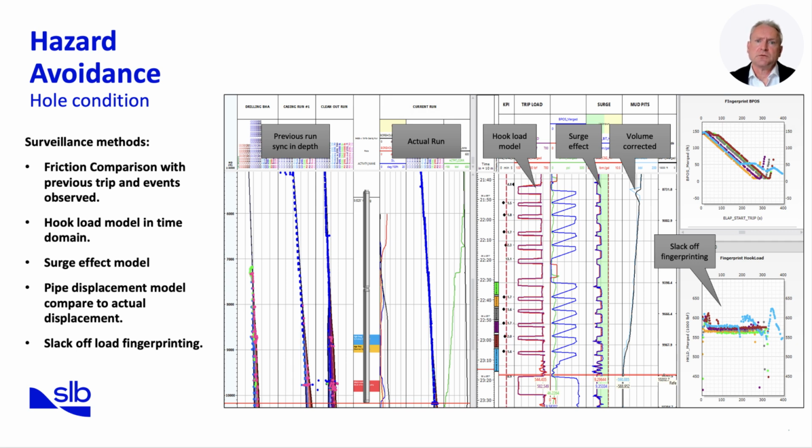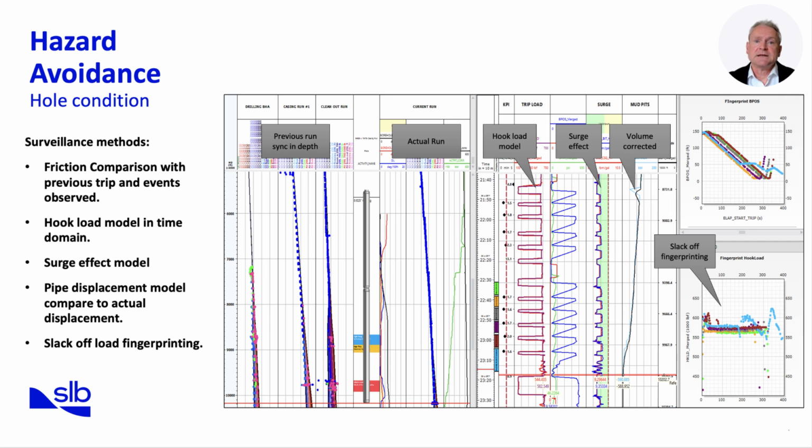Another surveillance tool is pipe displacement models. By comparing theoretical versus actual displacement, we can detect obstructions, excessive cuttings, or differential sticking risk. Slack-off load fingerprinting also provides insight. By analyzing the transfer of weight from hook load to bit weight, we can identify depth-related friction and potential sticking zones.